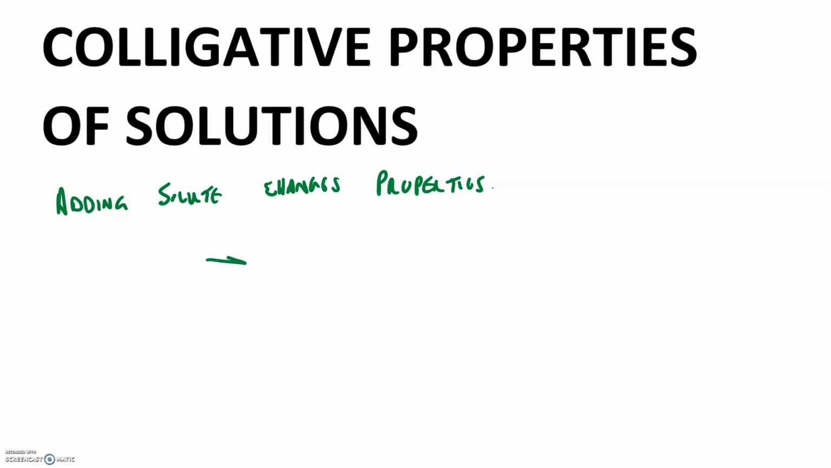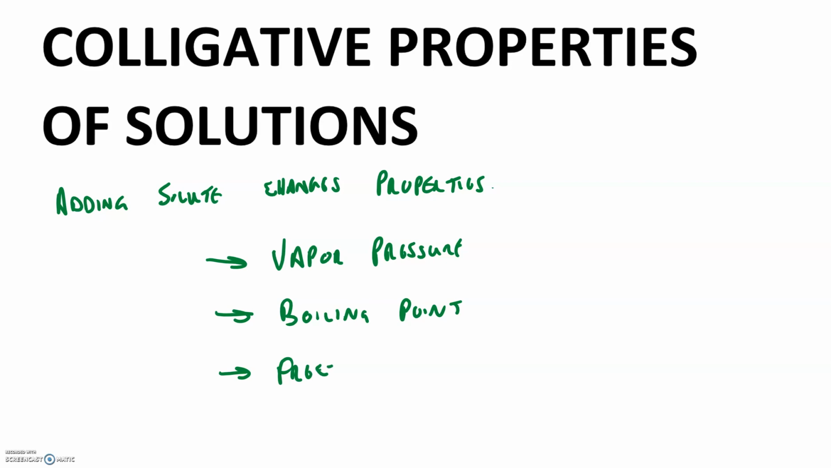The properties that we're going to be discussing today are things like vapor pressure, which is how quickly a solution evaporates at a particular temperature. Boiling point is another good example, the amount of heat you have to add to get something to boil. And something called freezing point. And we're going to indicate these two temperatures, TB and TF, for boiling point and freezing point.